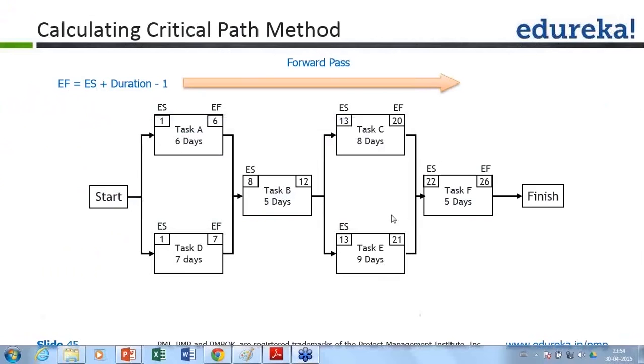Is it clear to everyone? Does anyone have any question on the forward pass? Okay, thank you.